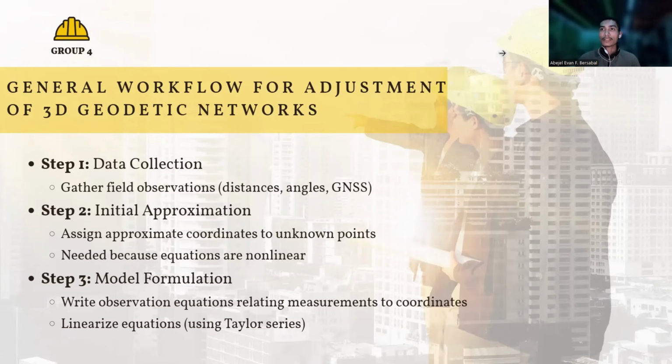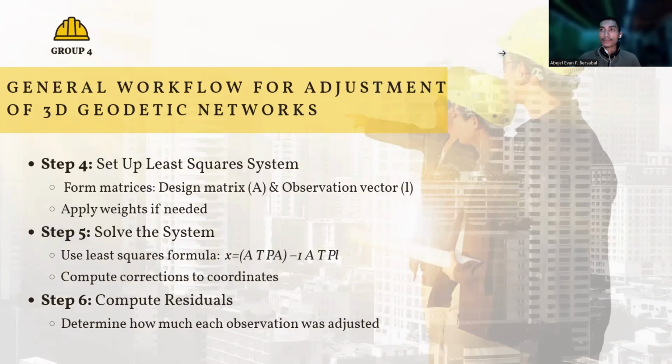Then, step 4 is to set up the least squares system. We construct the least squares system by forming the design matrix, denoted as A, and the observation vector, denoted as L. If needed, we also apply weights to reflect the reliability of each observation. The next step is to solve the system. To solve it, we use the least squares formula to compute corrections to the coordinates, which is X equals (A^T P A)^-1 A^T P L. This equation allows us to determine the most probable correction by minimizing the sum of squared errors.